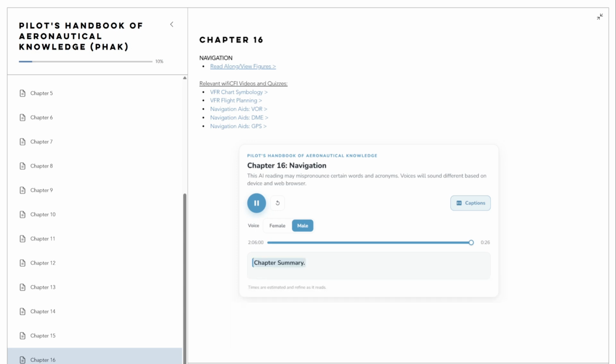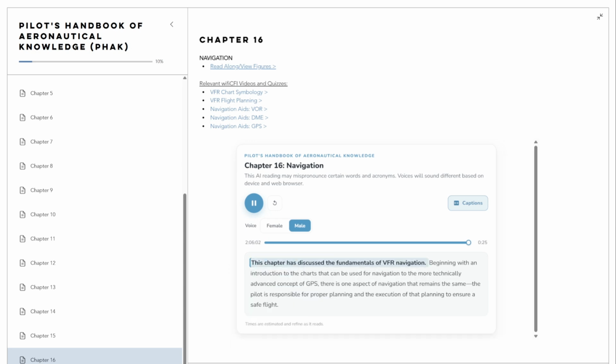Chapter Summary. This chapter has discussed the fundamentals of VFR navigation. Beginning with an introduction to the charts that can be used for navigation to the more technically advanced concept of GPS, there is one aspect of navigation that remains the same. The pilot is responsible for proper planning and the execution of that planning to ensure a safe flight.